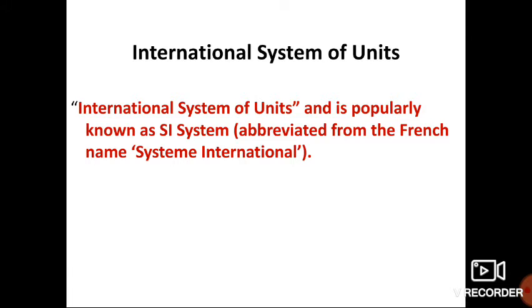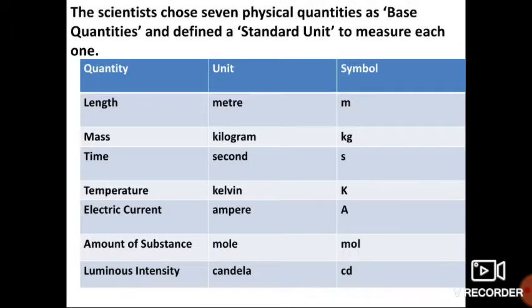Next one, international system of units, popularly known as the SI system, abbreviated from the French name Système International. All over the world, the international level accepts this unit. The scientists chose 7 physical quantities as base quantities, that is the fundamental quantities. A standard unit is defined to measure each one. For example, the unit of length is meter. These are the 7 fundamental quantities: length, mass, time, temperature, electric current, amount of substance, and luminous intensity. Once again, these are all 7 fundamental or base quantities.